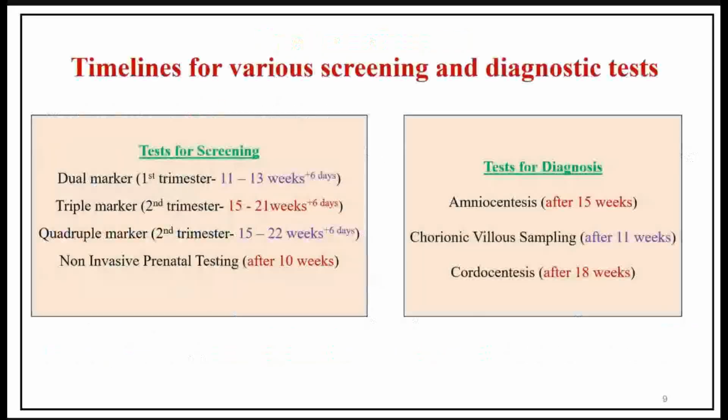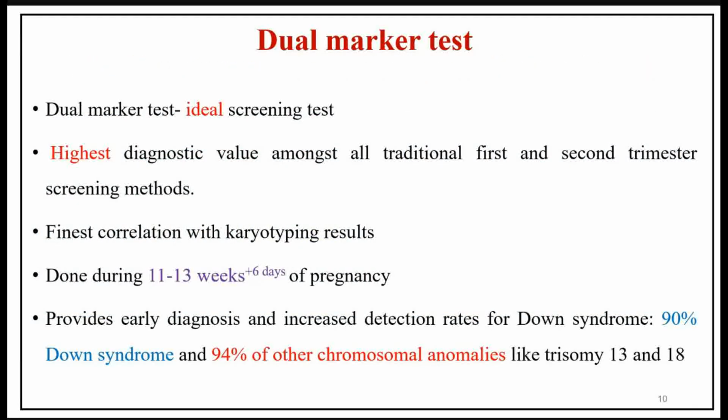Amniocentesis is done after 11 weeks. And then chorionic villus after 15 weeks, chorionic villus sampling is done at 11 weeks, and this can be done after 18 weeks after the visualization of pod.